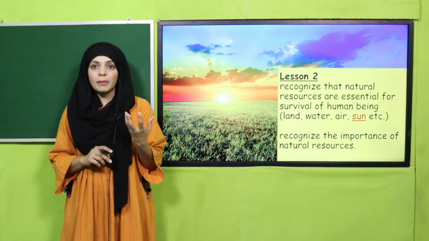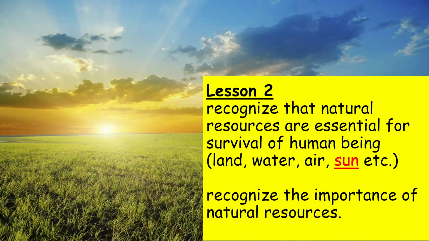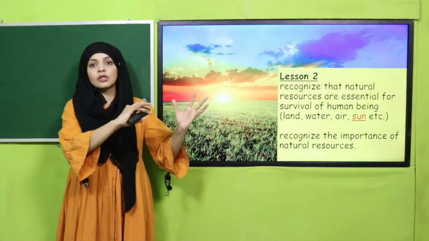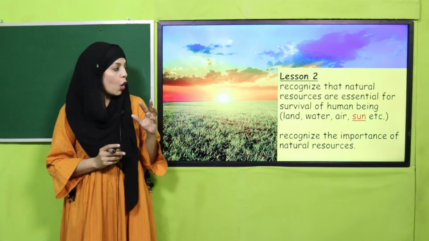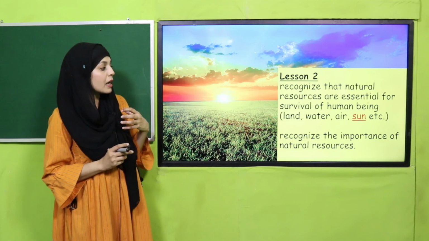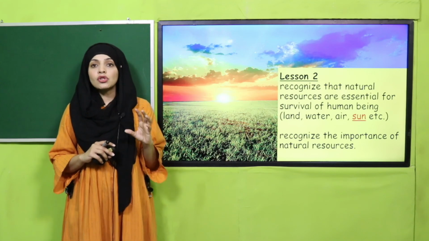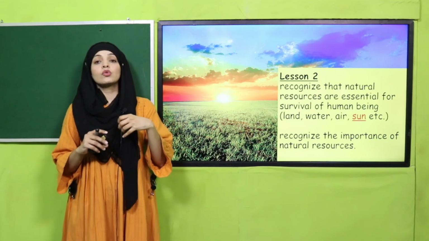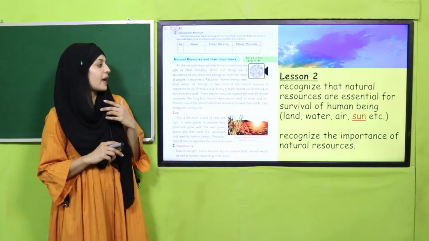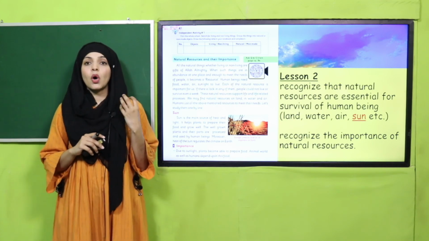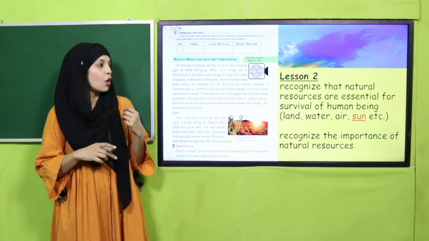When we start lesson number 2, the students will recognize that natural resources are essential for the survival of human beings. We will start reading about different natural resources, and the first natural resource we will discuss is the sun. Students will also recognize the importance of natural resources. The page included is page number 87, and we will discuss all about the importance of the sun and that it is a natural resource of energy.